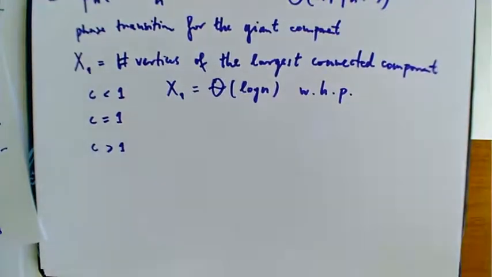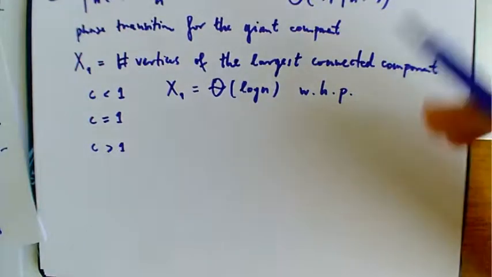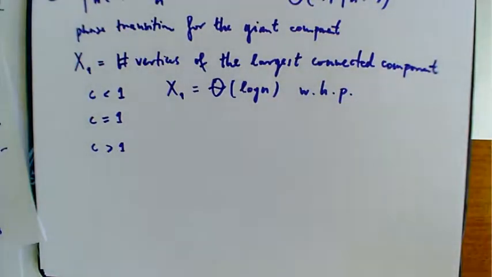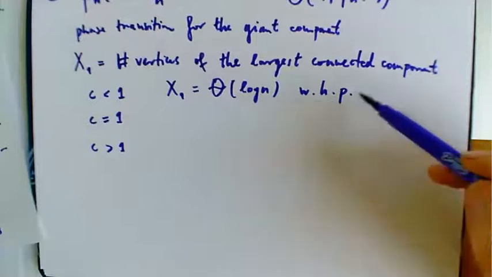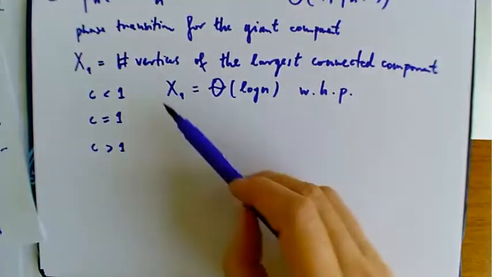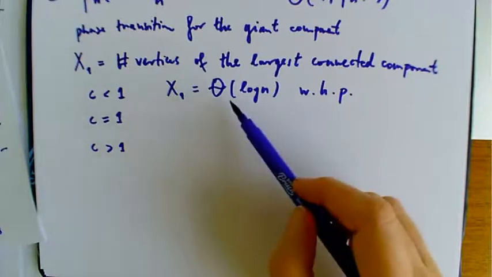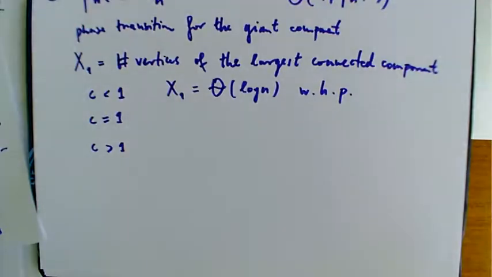So this means, well, you can state it in terms of, okay, there are these models, so maybe you can define them all on the same probability space. But I hope you're understanding this in some very natural way. So the events that x1 is between two constant multiples of log n, these events have higher and higher probability as n goes to infinity.